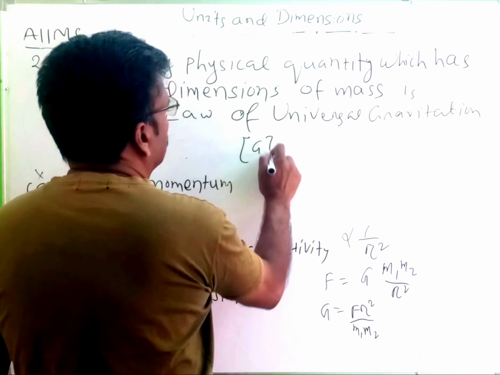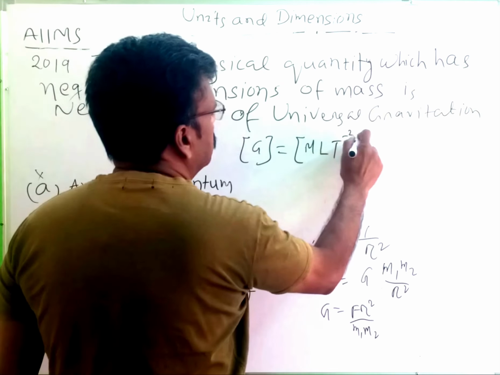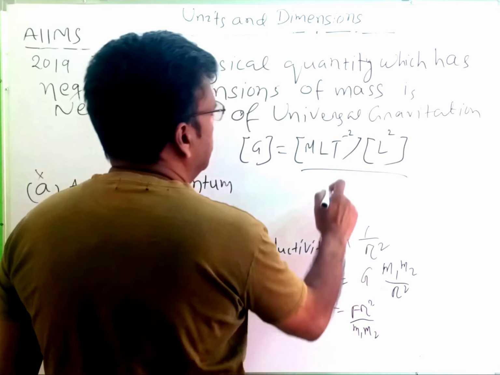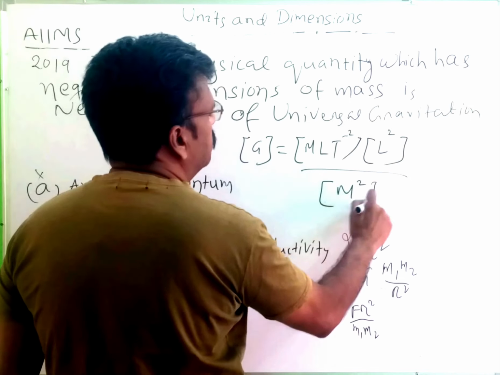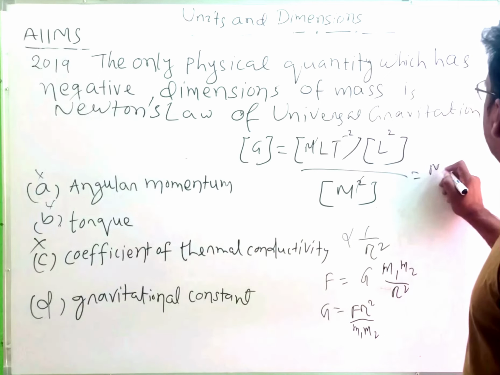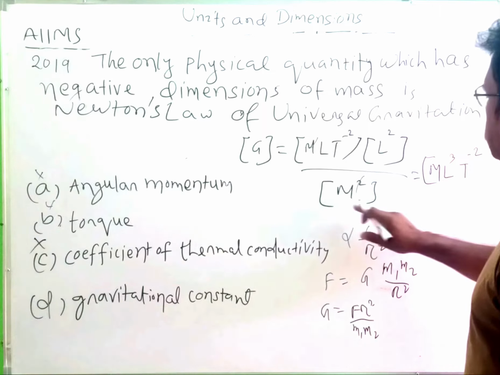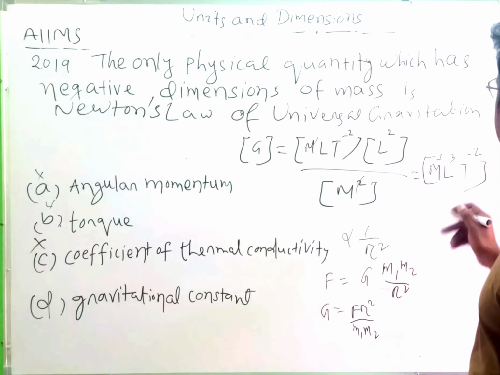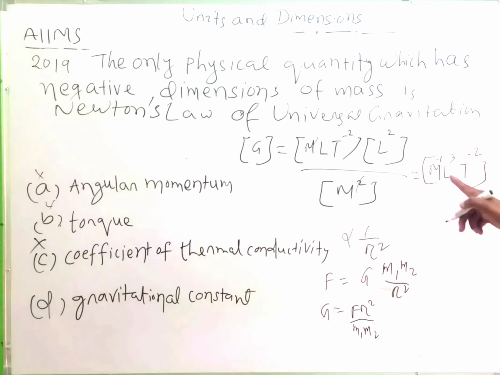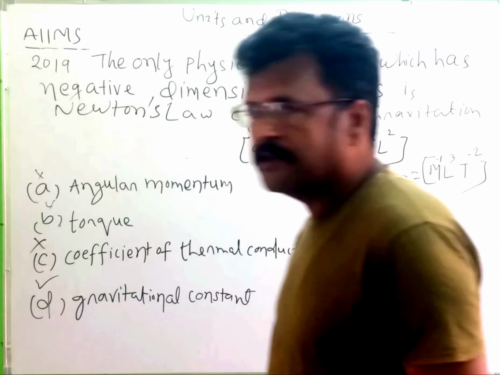So what will be the dimensions of G, student? The dimension of G will be the dimension of F, that is M L T^-2, into the dimension of r square, that is L^2, divided by m1 m2, meaning M^2. Then M cancels one M, L into L^2 means L^3, T to the power minus 2. Since M goes upward, this becomes M^-1. So here we find that mass has a negative dimension. So the correct option is option D, students.